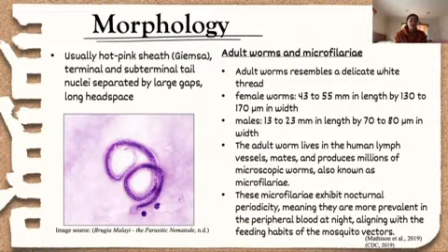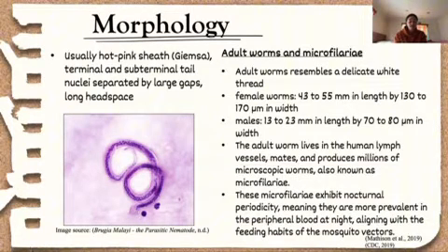The female worms measure 43 to 55 millimeters in length by 130 to 170 micrometers in width. For male worms, on the other hand, they measure 13 to 23 millimeters in length by 70 to 80 micrometers in width. So the adult worms reside in the lymphatic vessels.